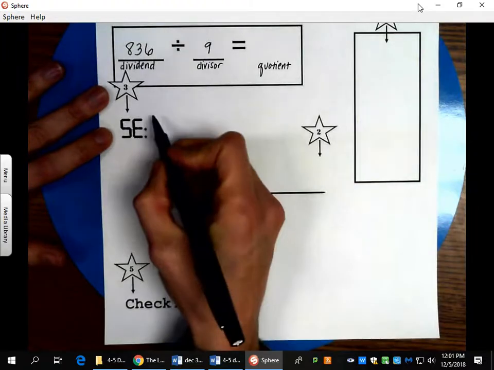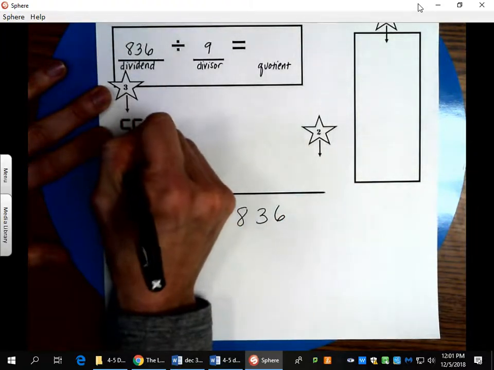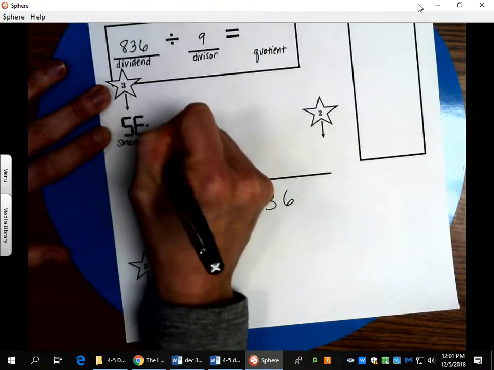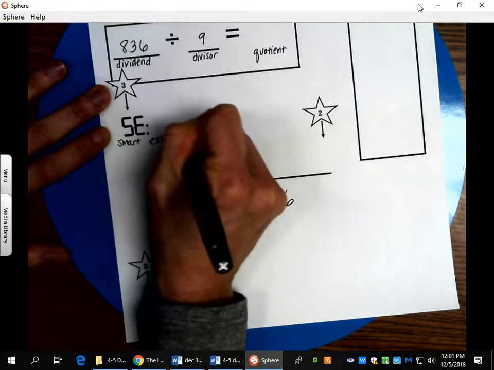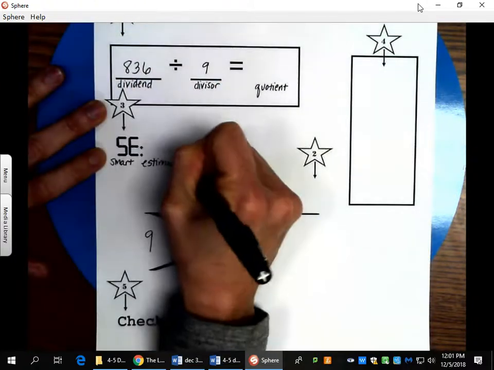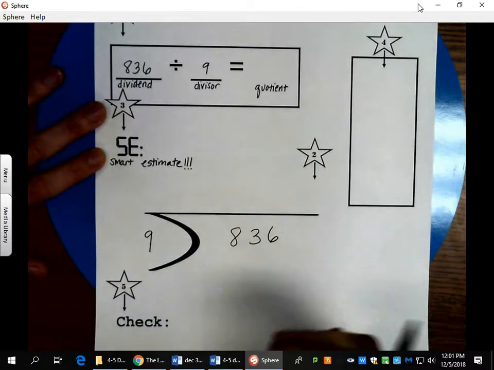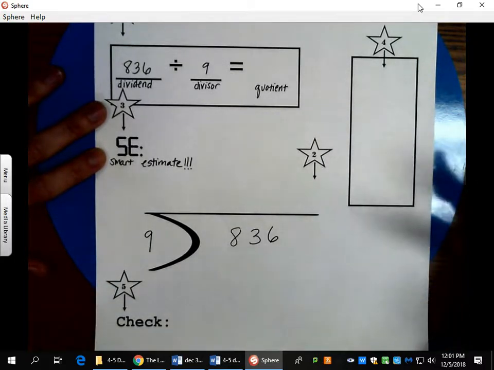Next, what we're going to be doing is making what this stands for is a smart estimate. Okay? That smart estimate step is one of the most important steps. You don't want to overlook that. If you make a mistake, it might help you catch it.